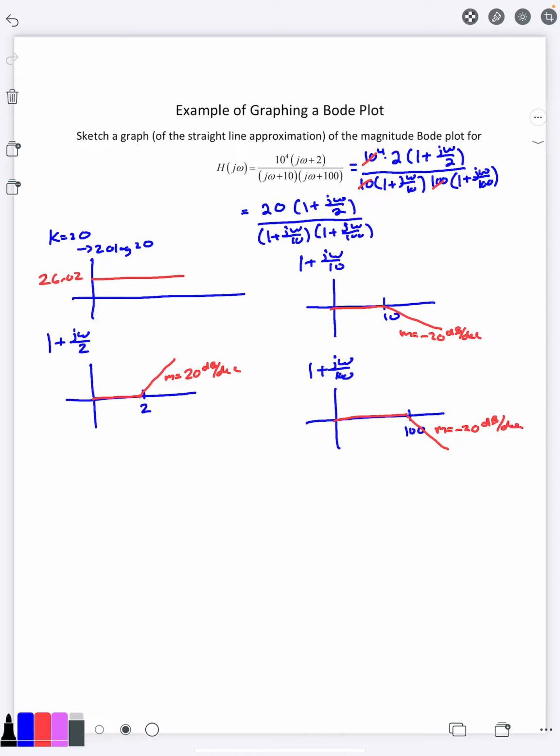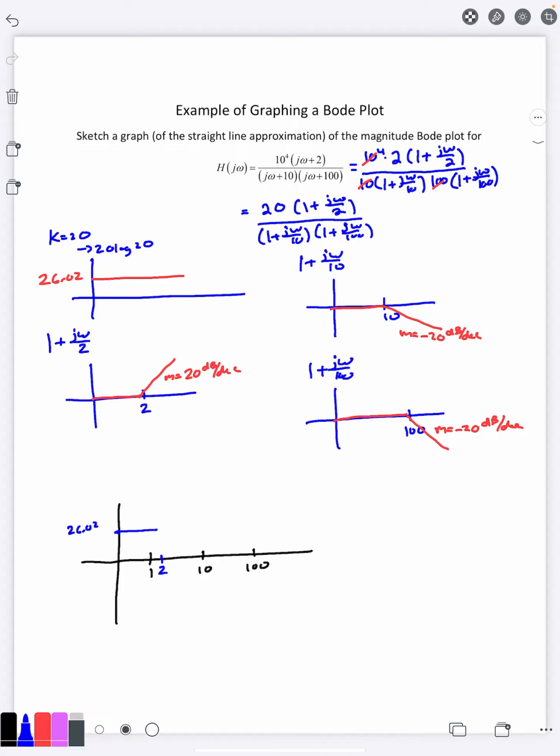Now, when we want to put together and draw the overall Bode plot, we need to figure out our break frequencies. We have 2, 10, and 100. So I think the easiest thing to do would be mark 1, 10, 100 for our decades, and just realize that 2 is going to be a little bit in here. Now we know that before all the break frequencies, the only thing we have is the flat line. So the graph will start at 26.02.